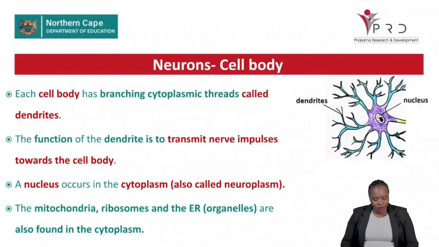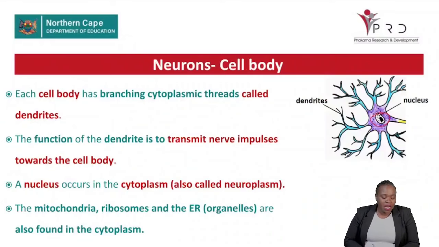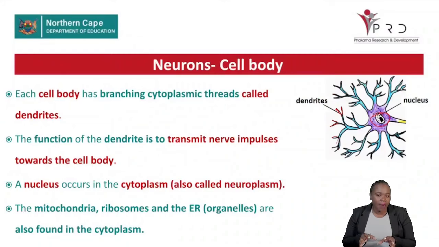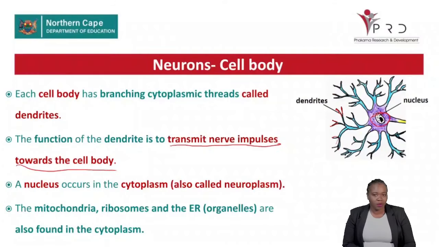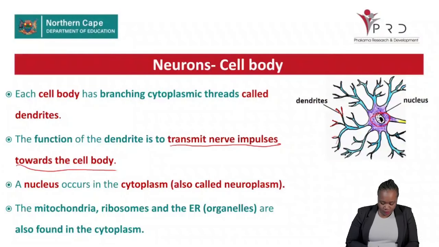Okay, so let's start off with the different parts that make up the cell body. As we have said, it is made up of a nucleus. The cell body has branching cytoplasmic threads. These threads are called the dendrites. So there we have our dendrites that make up part of the cell body. What do these dendrites do? They are responsible for transmitting the impulses towards the cell body. So they transmit impulses from the previous neuron towards the cell body of this neuron.